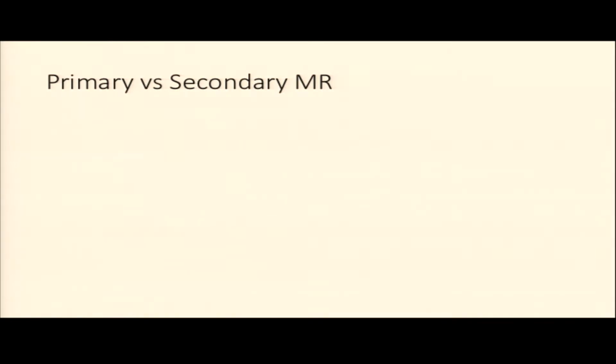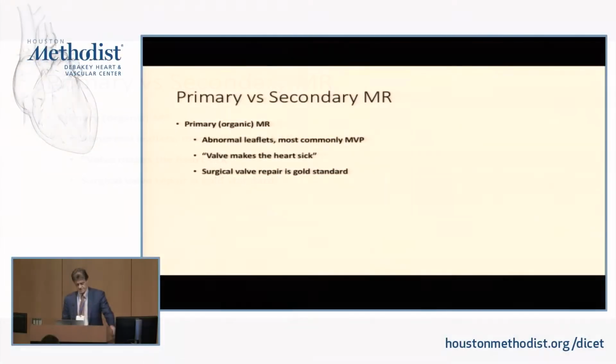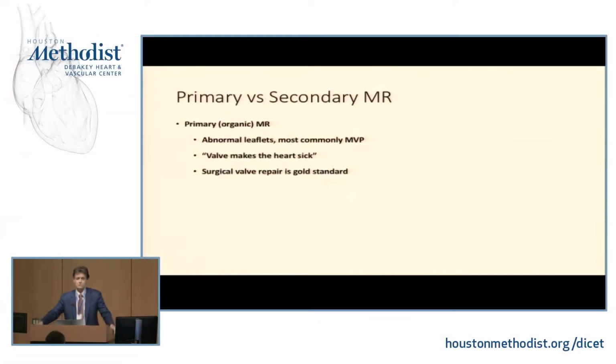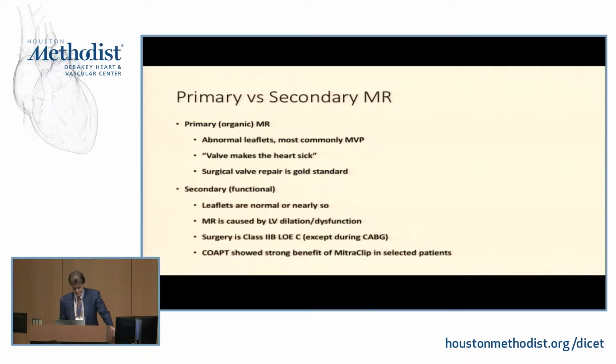Basically, primary and secondary MR are in the guidelines, and they're two completely different diseases, so it's really important to think about them. Primary, also known as organic MR, is where the leaflets are typically abnormal. Most commonly in our country, it's prolapse or flail leaflet, myxomatous degeneration, and the valve makes the heart sick. Surgical valve repair is the gold standard for that, and there's no doubt about that. A little bit more about that in a minute.